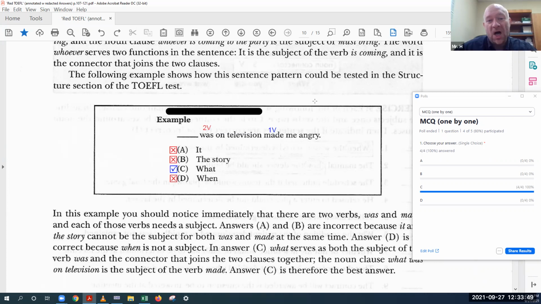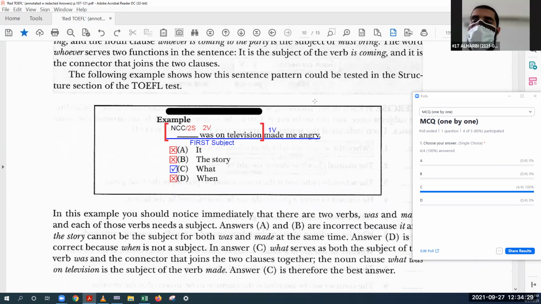So where is the main clause, gentlemen? Anybody? The main clause? Made me angry. Well, it's the main verb. But where's the main clause? We need a subject. Something made me angry. All of the sentence. That's correct. The whole sentence is the main clause. Where is the noun clause here? The noun clause? What was on television? All right, good.